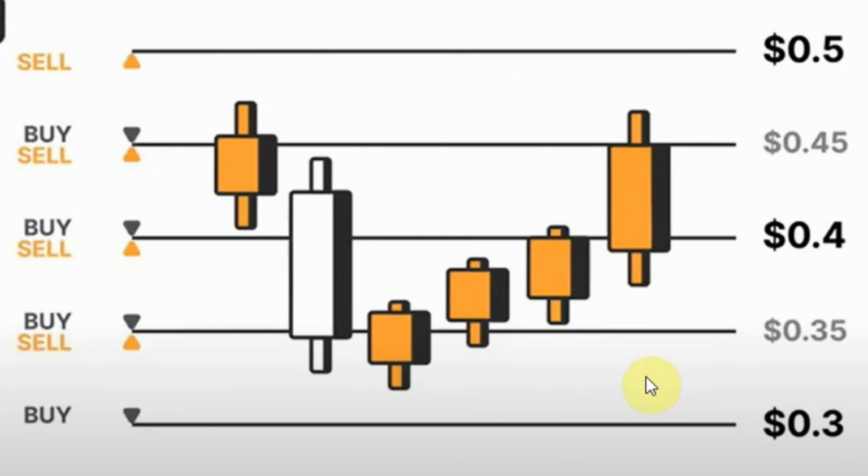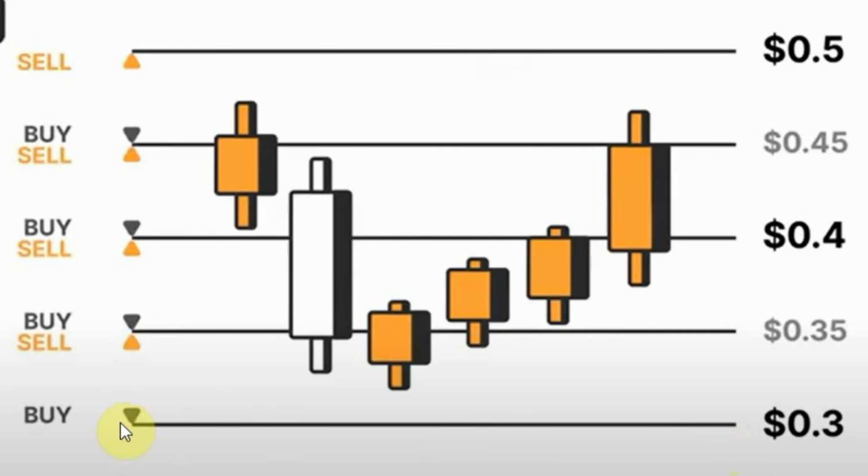Now, there's something called interval in the spot grid. The interval you have for your grid is the interval between the entry price and the take profit price. So, for example, the interval for this illustration is 0.05. That means that after every 0.05, you are going to be taking profit, or the trading bot will take profit for you.